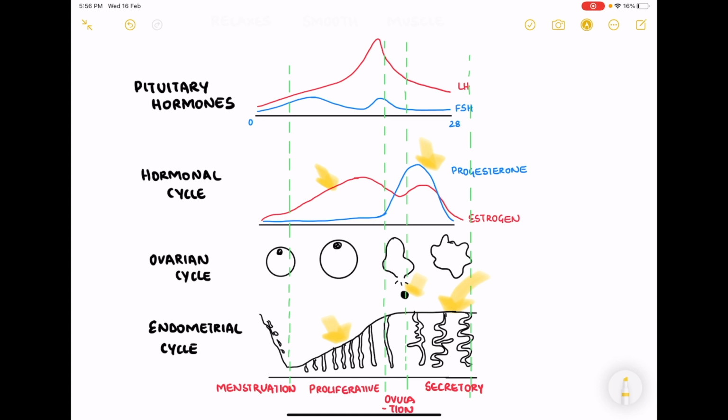When fertilization of the egg does not occur, the corpus luteum degenerates, the progesterone falls again, and then the cycle starts again, that is, menstruation occurs because the lack of progesterone cannot maintain the thick endometrium anymore and the endometrium sheds off. And the cycle continues. So this is how you integrate the changes in the levels of your pituitary hormones, your hormonal cycle, ovarian cycle, and endometrial cycle.